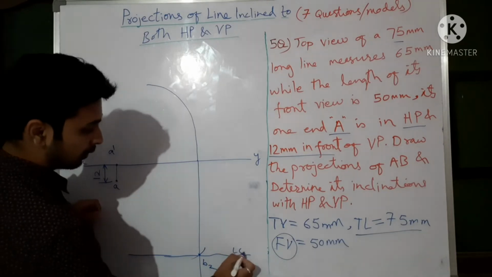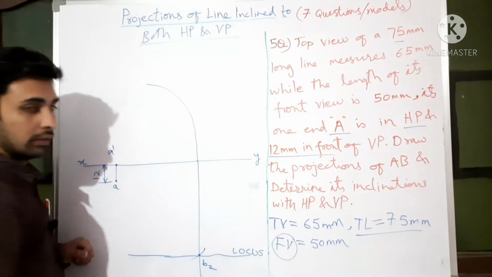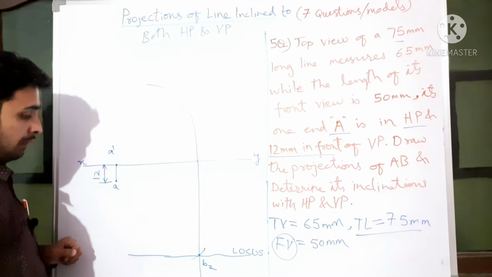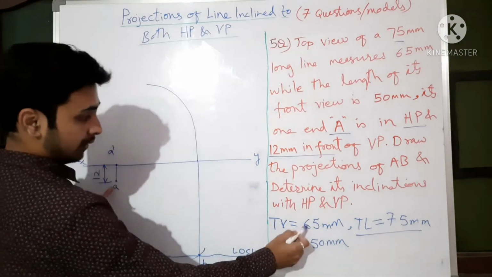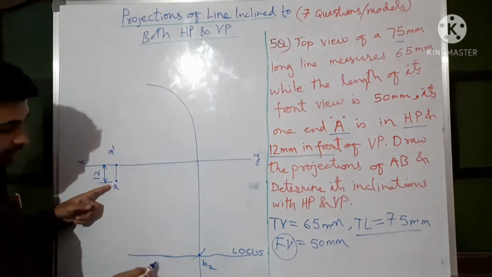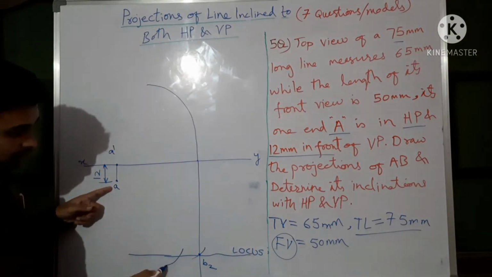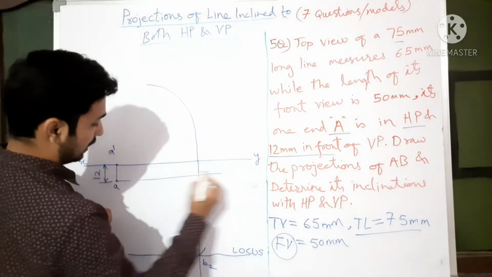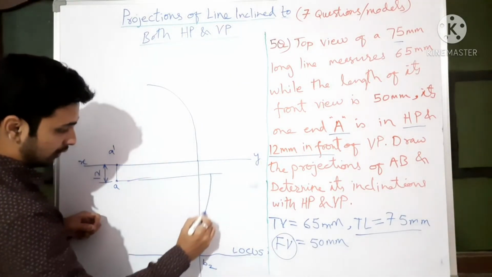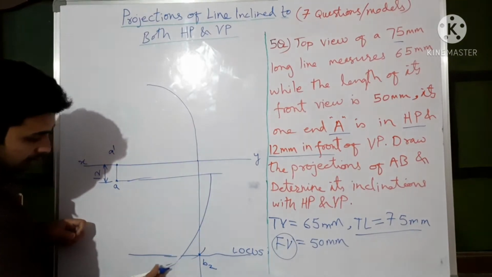Okay, this is locus. Okay, now what we will do? Same procedure. Top view how much? 65. Take this center, draw an arc and continue the arc of 65 here, construction line till this level. So the 65 comes and meets here like this. Okay.